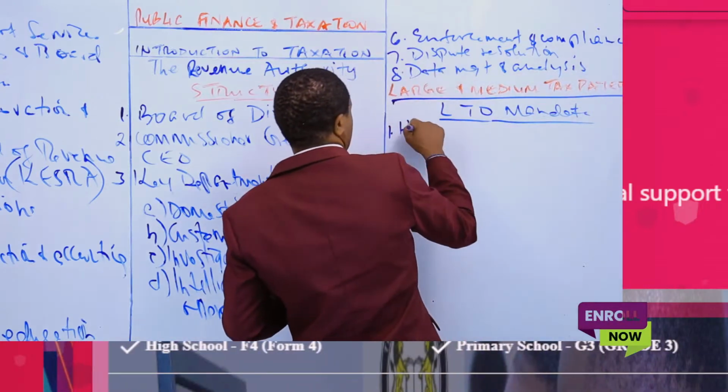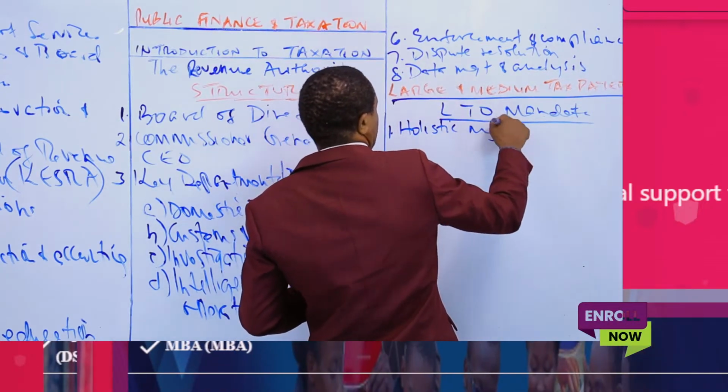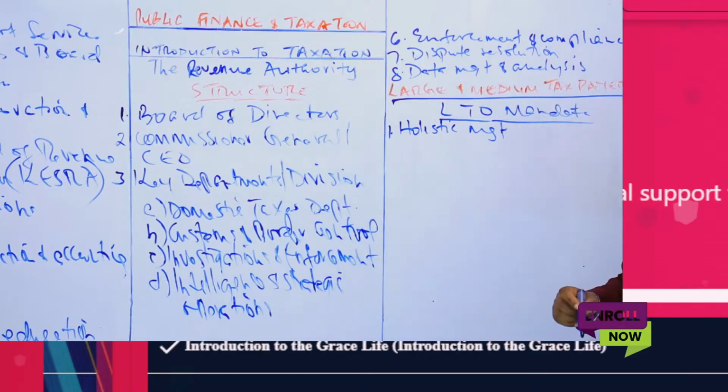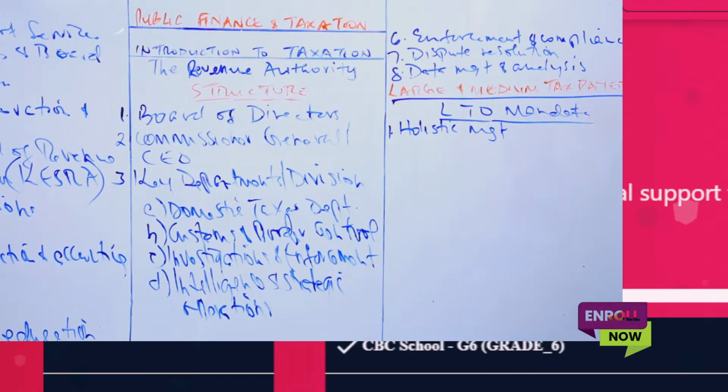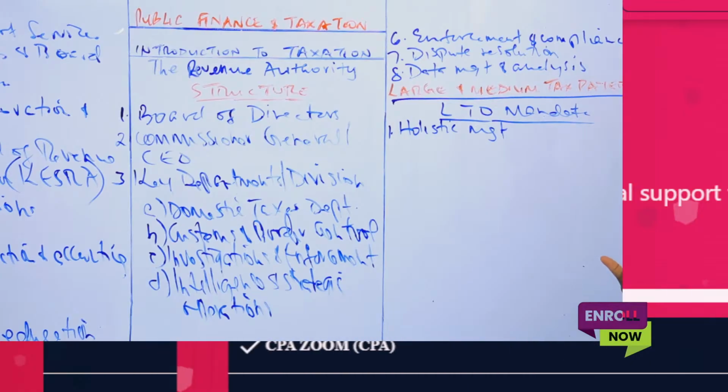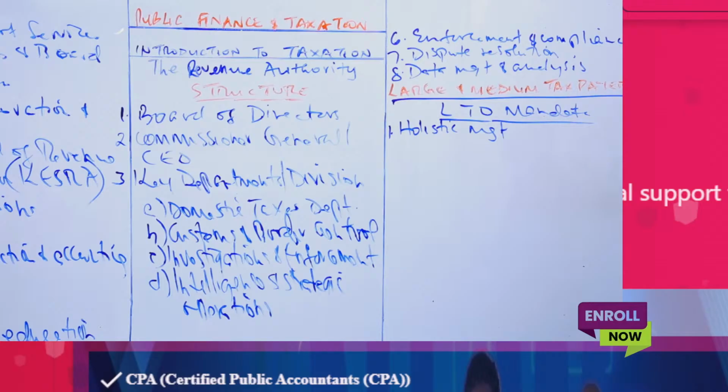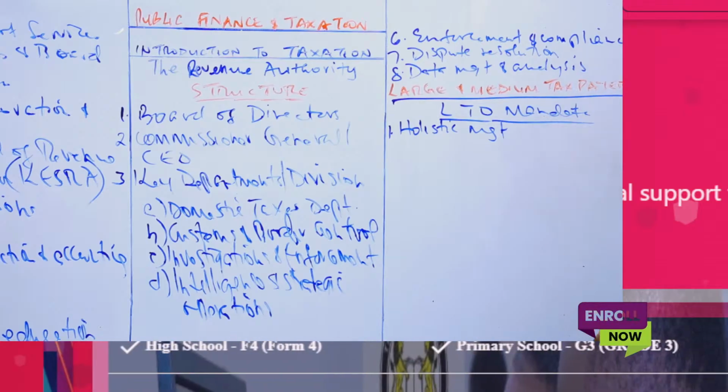1, holistic management. This means overseeing all tax types like income tax, VAT, excise duty for large taxpayers.